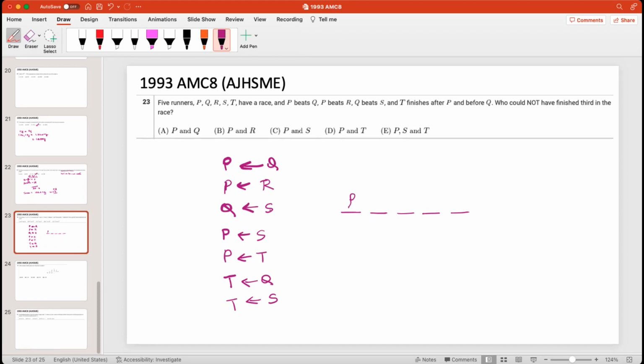Now let's take S. You see S has lost to 1, 2, 3. So if S has lost to 3, where possibly can S be? S can either be here or here. Got it? Because he has lost to 3 people, those 3 people will always be before S. So the two that cannot be in third are P and S, which is choice C, P and S. Got it?